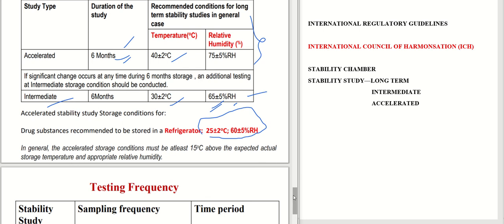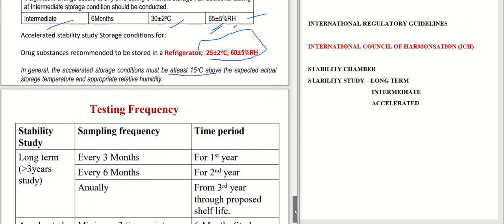Normally, the accelerated storage condition should be at least 15 degrees centigrade above the expected actual storage temperature. For example, if a drug is to be stored at 25 degrees centigrade, then we need to carry out the accelerated stability study at 40 degrees centigrade. Now let's see what the testing frequency is.